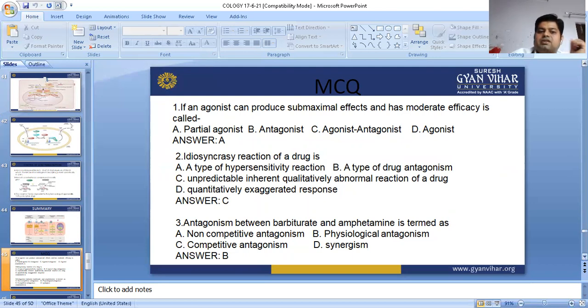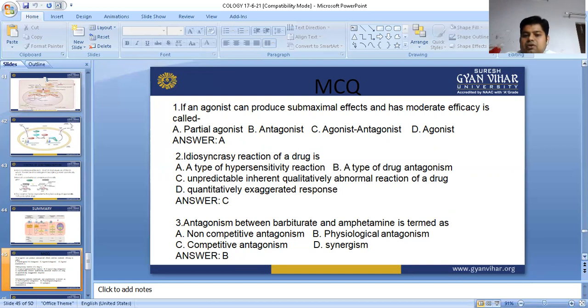So idiosyncrasy reaction of a drug is, what is an idiosyncrasy reaction? In idiosyncrasy reaction, they can cause some unpredictable response or abnormality in the fetus. So what is the option? A type of hypersensitivity reaction? No, hypersensitivity reaction is not caused in idiosyncrasy. A type of drug antagonism? No. Unpredictable inheritance, qualitative abnormal reaction of the drug? Yes. The answer is C.